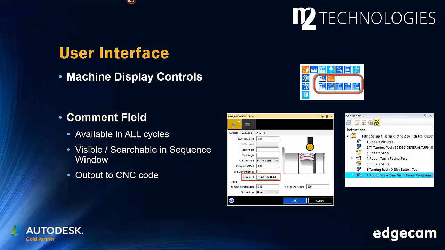The benefit for the user is also worth noting. These are visible in the sequence window. You notice here that in this screenshot we're showing a comment called heavy roughing put into the rough waveform turn cycle, and that comment is also visible in the sequence window. So we see the name of the cycle and then the comment that was put in. If you don't see a comment, it just means the user didn't input one. Additionally, these are searchable. If we were to right-click in the sequence window and use the search function, whatever you put in here is searchable, and that's, again, a good benefit to the end user.